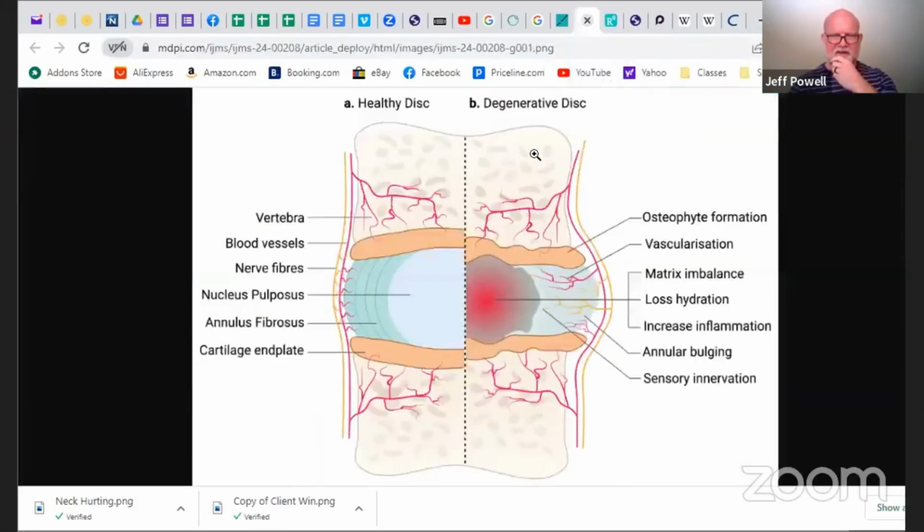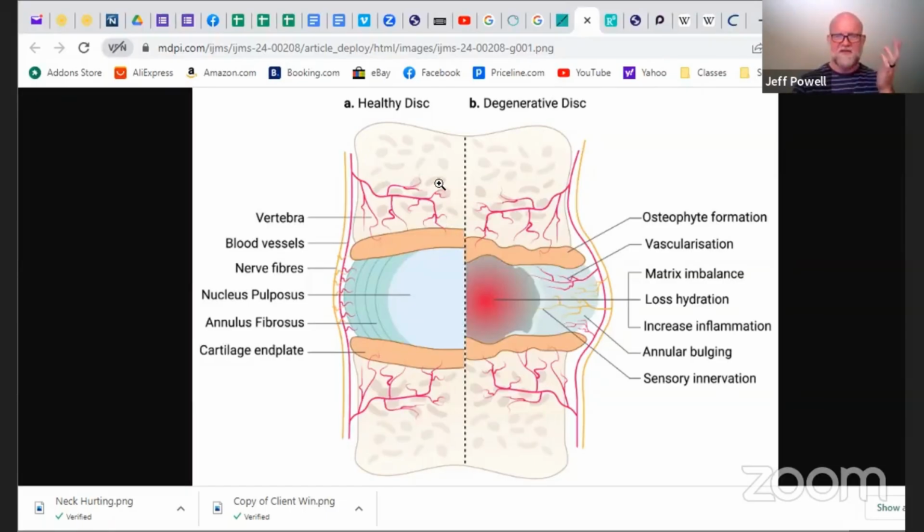Next one. Okay, so I like this one too, because this one kind of shows what is going on with a healthy disc and what's going on with a degenerative disc, a disc that is becoming unhealthy. We can say healthy and unhealthy. Okay, and so the reality is that an unhealthy disc can start to become healthy again. It can start to become healthy again, but it needs certain things in order to do that.